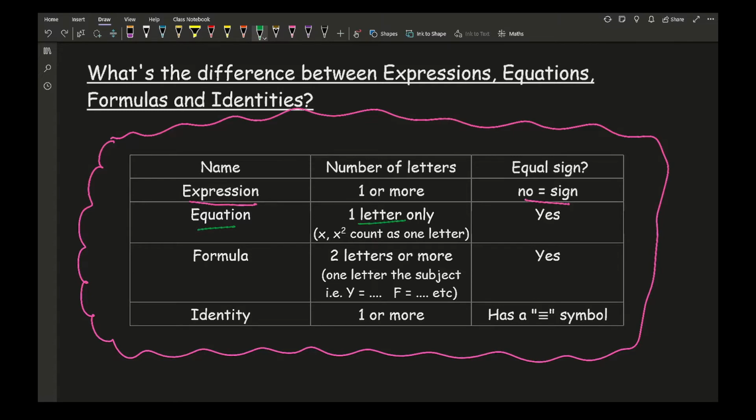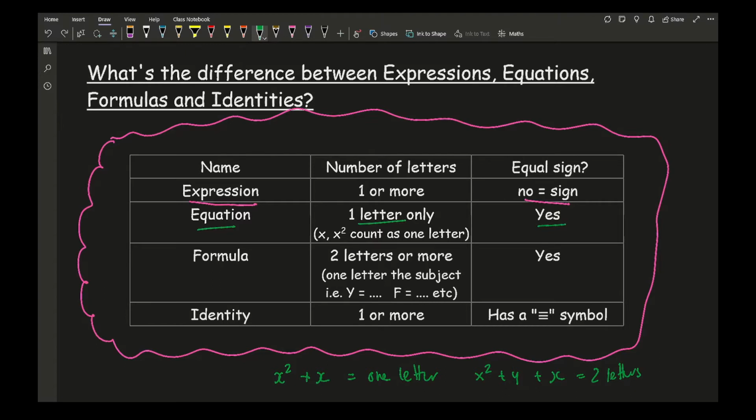So for example, if you have something where you've got a collection of x squareds and x's, then that counts as one letter. However, if you've got a collection of x squareds, y's and x's, then there you go, that will count as two letters. So therefore that would not represent an equation. And you will also have an equal sign in an equation. So an equation is one letter, equal sign, boom.